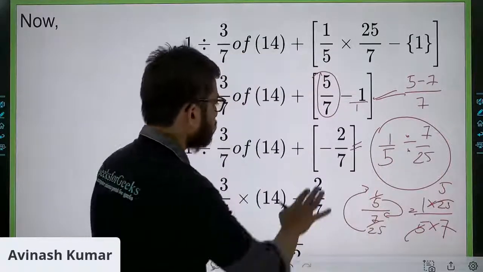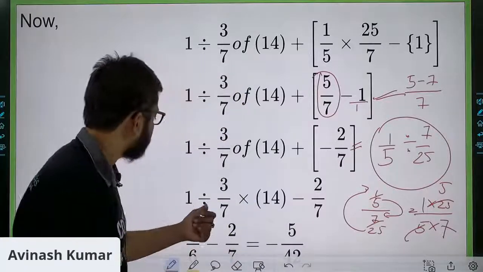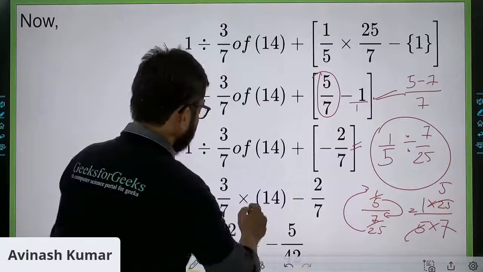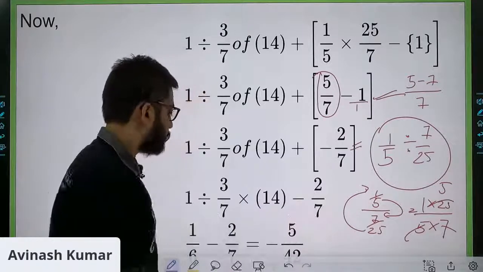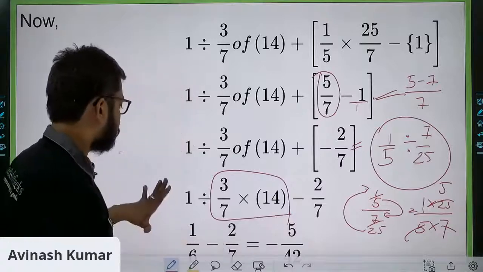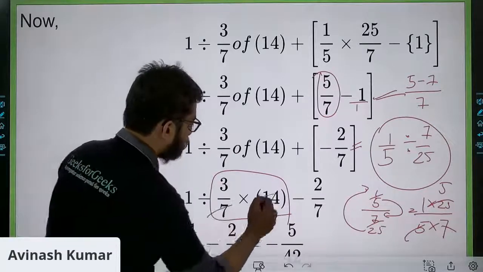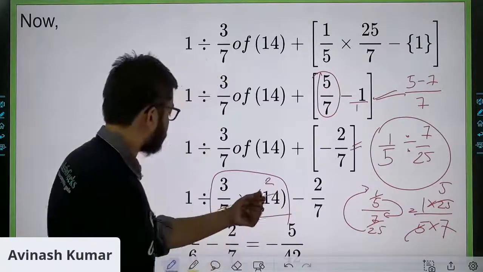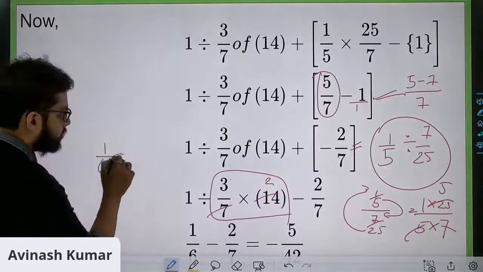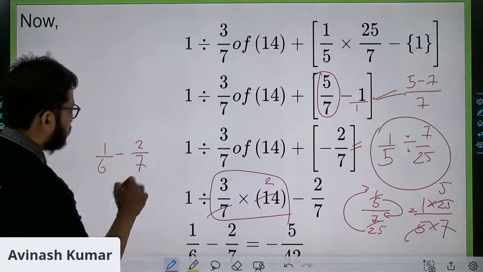Now I'm going to open the bracket. 1 divided by 3 by 7, this "of" we can replace now. So it's 14 minus 2 by 7. First we have to solve this part, then we will move further. As you can see, 7 twos are 14, this will be 3 twos are 6. So this will conclude as 1 divided by 6 minus 2 by 7.